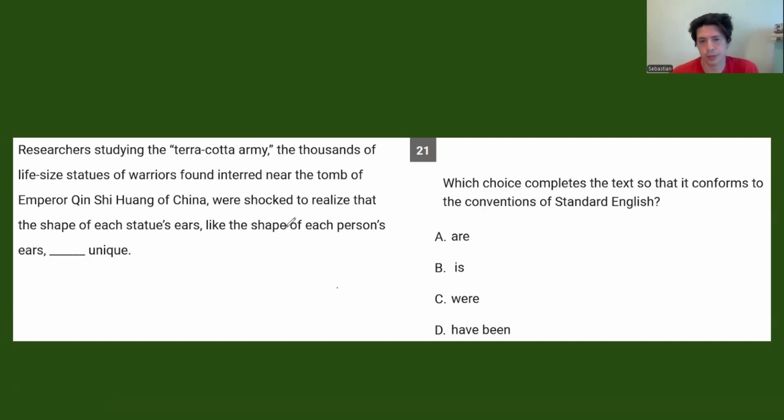And first, right, you're like, okay, ears here, right? But then you see the comma and you're like, oh, this is a parenthetical phrase. It's not about this ears. And then you go up and you say, oh, but it's ears still. So it's going to be are or were. But it's not talking about the statue's ears. It's talking about the shape of each statue's ears. So then that means it has to be singular, and the only one that's singular is B. The shape of each statue's ears is unique, right? And you can just not think about this part.